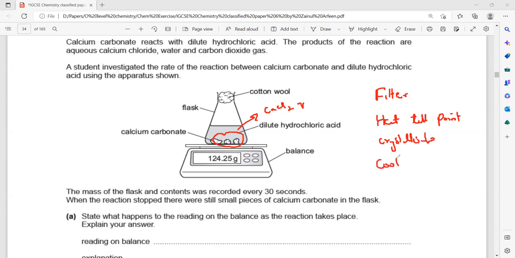We cool down the solution because a hot solution won't form much crystallization. The solubility of a solution is higher at high temperature, so we need to cool it until it forms a supersaturated solution. Then we filter again, and we dry with filter paper or tissue paper. That is how it is done. So you will mention these points.